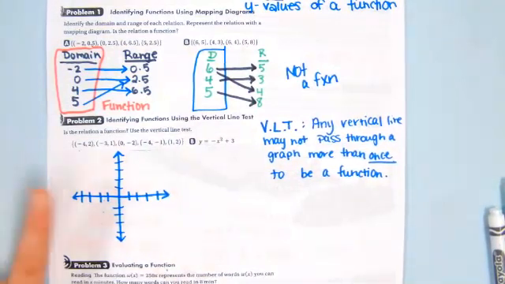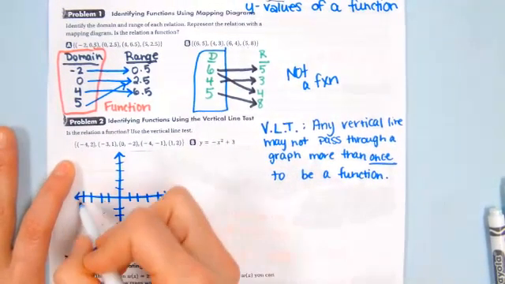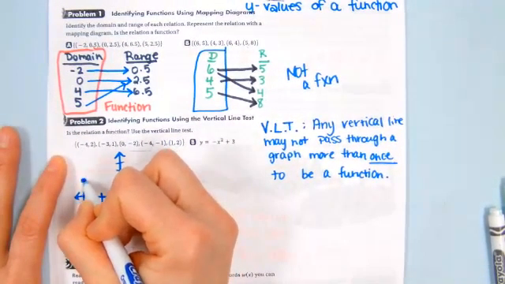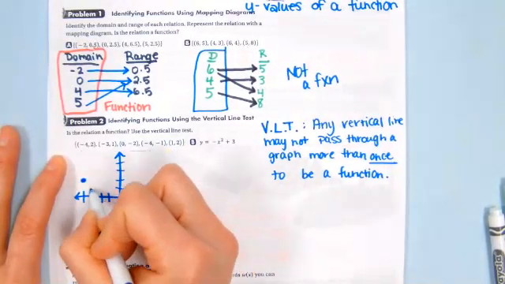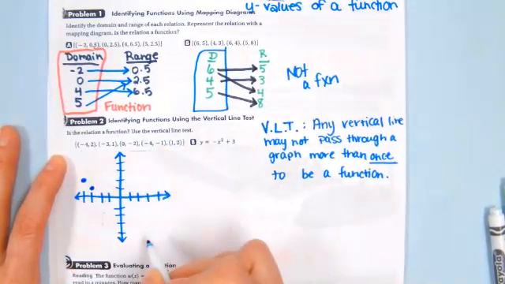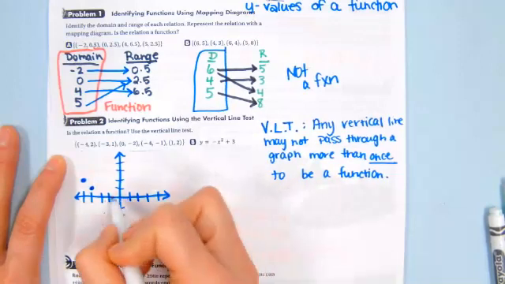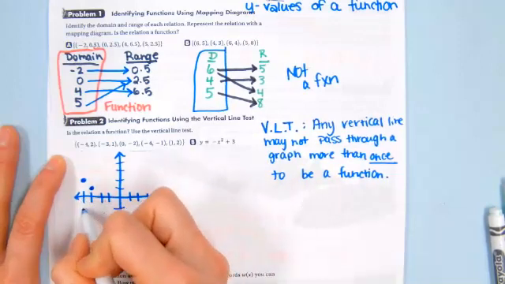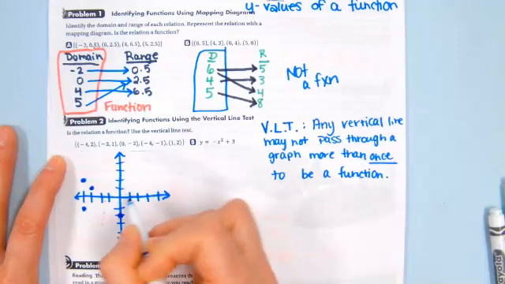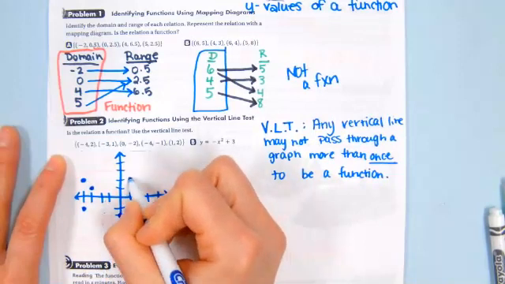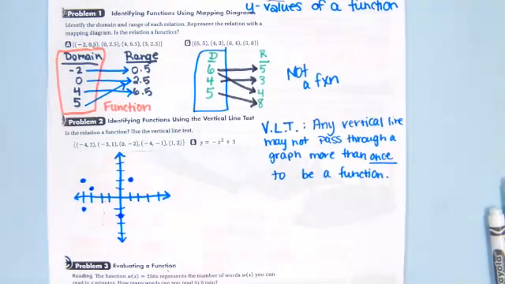So we graph each point. -4, 2. So left 4 up 2. -3, 1. 0, -2. -4, -1. And 1, 2. So you put the dots on there.